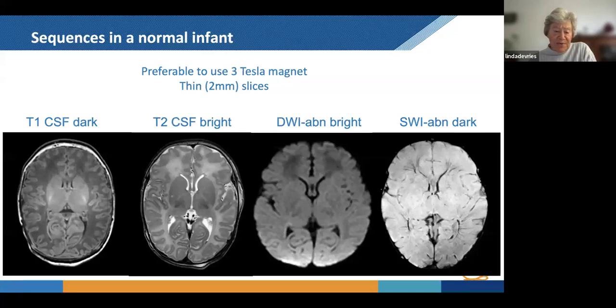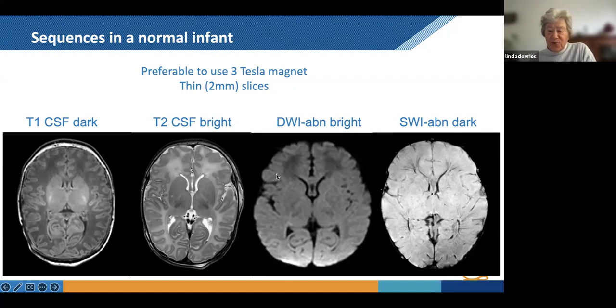And everything which we see now as a dark gray will be white at the age of 2 years, because all these areas will by then be myelinated. Here we see the T2, and now we see that the CSF is bright. And we also see that the white matter is a little bit bright because, as I told you before, there's so much fluid, water in the brain, and that's what makes the white matter a little bit bright.